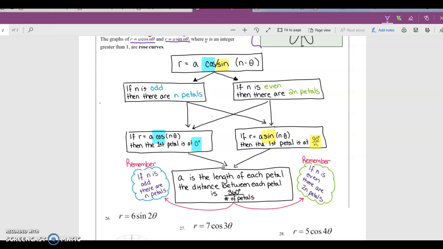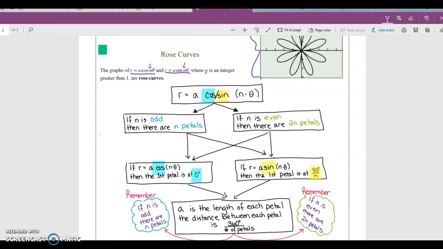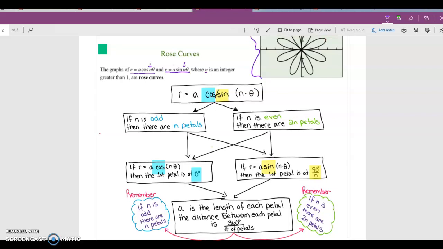I know it looks like it's a lot. I promise it's not that bad. So let's walk through it with this graph right up here. First thing that we want to see: if n is odd, there are n petals, and if n is even, there are 2n petals. In this case, we have 8 petals, so that means that n is equal to 4, because 2 times 4 would give us 8 petals.